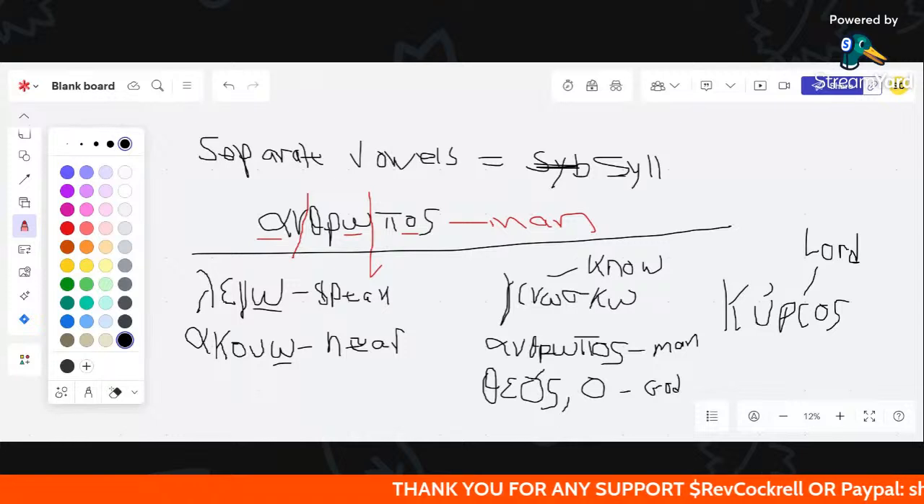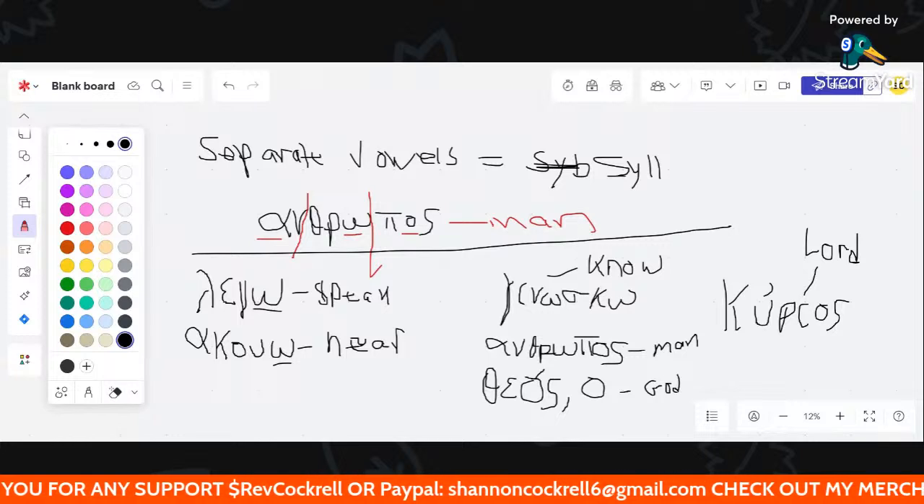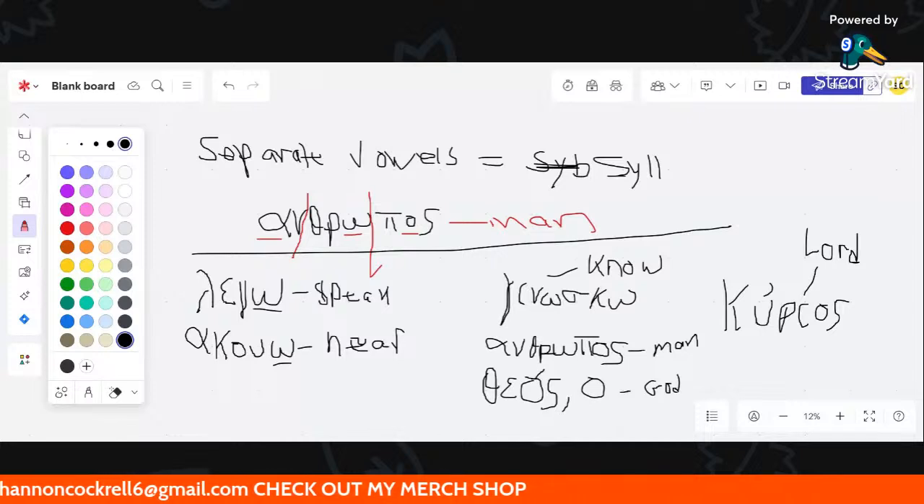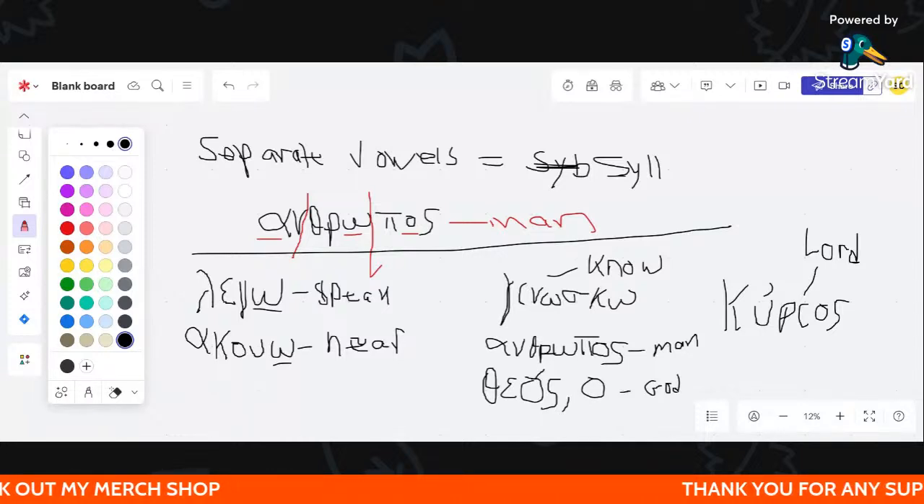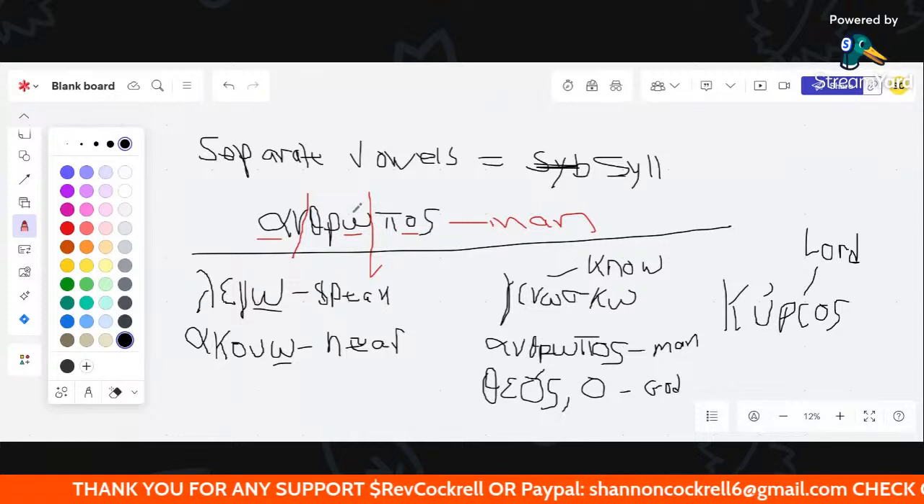Notice two vowels in lego, so two syllables: le-go. Gi-no-sko. So you'll want to take a look at those as well.